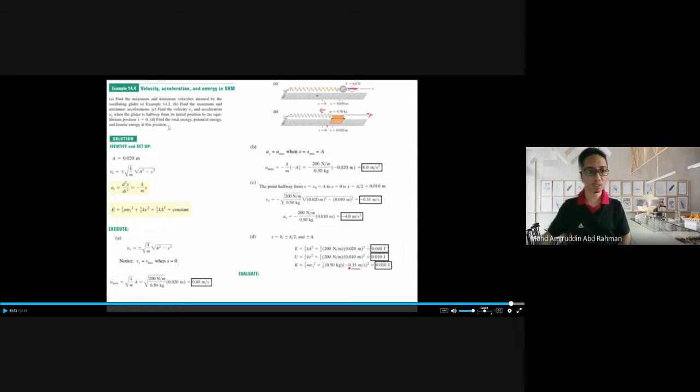And the last one, the total energy. We just use this equation. We know our A, and all others are given. So that's about example 14.4.